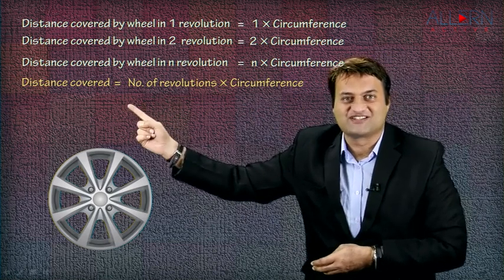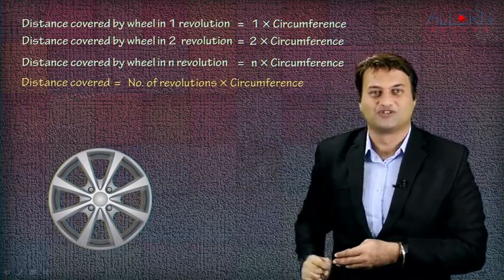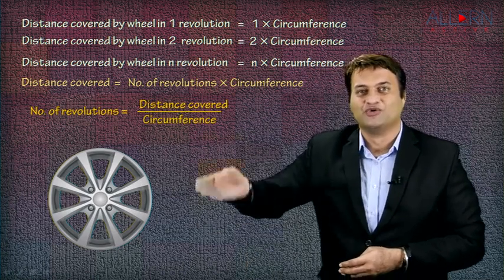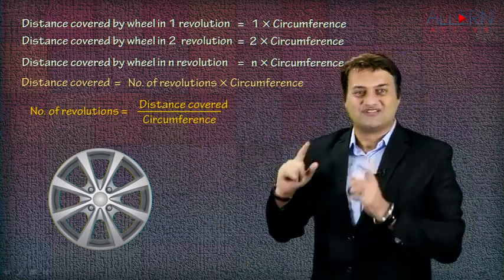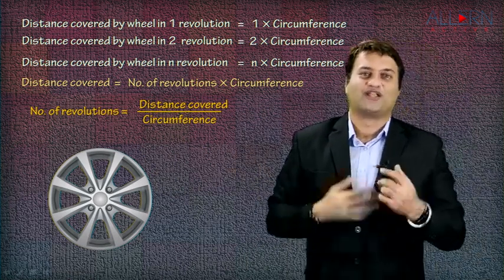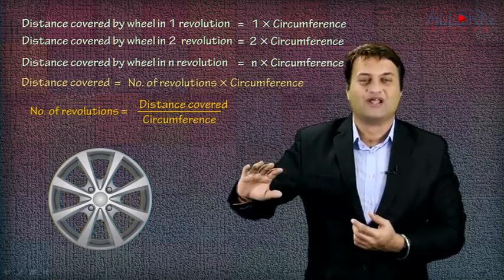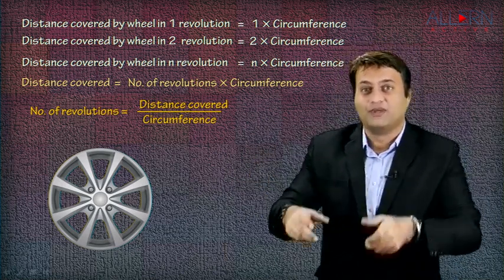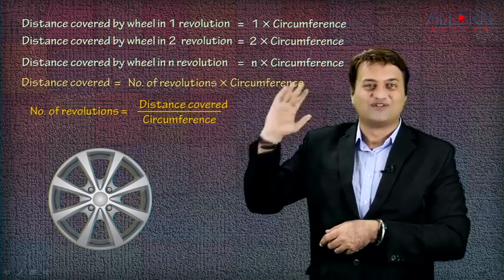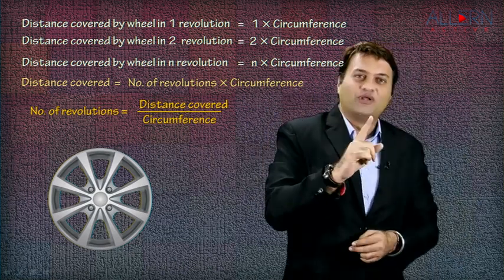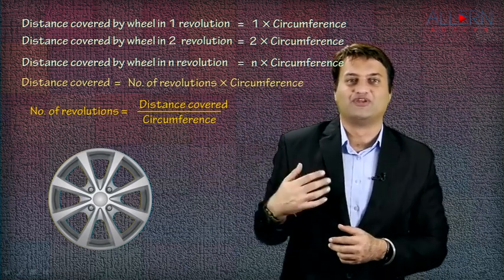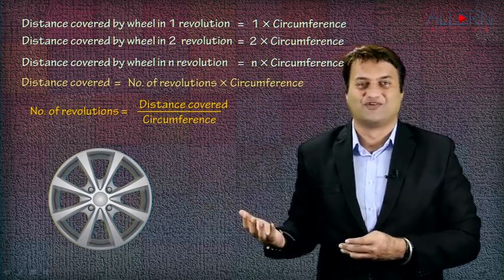Now, because the distance covered is equal to number of revolutions into circumference, can we come to a conclusion that number of revolutions is equal to distance upon circumference? Now, this is a formula that we will be using in this sum. Like distance is equal to speed into time, or time is equal to distance upon speed. Similarly, in this sum, the approach will be using this formula. Number of revolutions is equal to distance covered upon circumference, right?